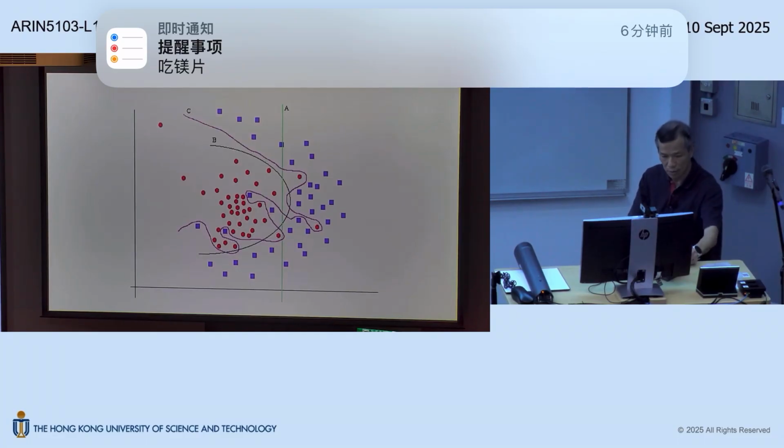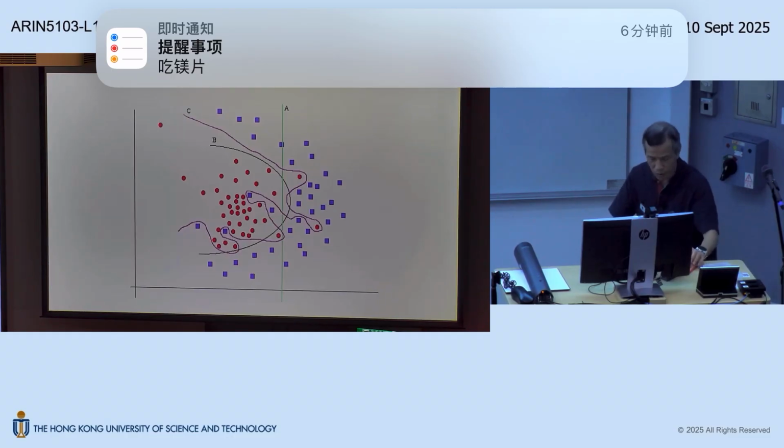If you use a linear model, a linear classifier, here with a 2-dimensional input, what will happen? Maybe you will get this classifier A. Obviously, it may not look very good. Agree? It cannot perfectly separate the 2 classes.